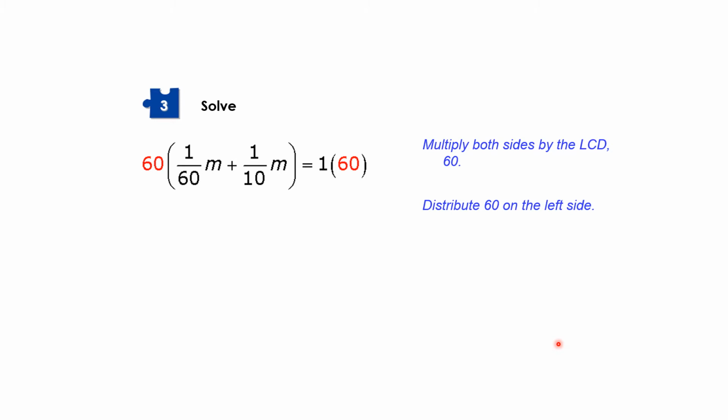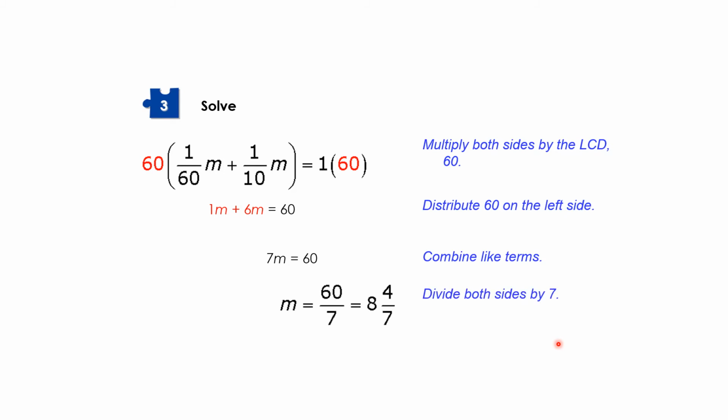Okay, so distribute 60 to the left side. So we have, you can actually have m plus 6m. Parang ganun lang siya, guys. Equals 60. Then combine like terms, 7m equals 60. Then divide both sides by 7. So we have 60/7 or 8 and 4/7 minutes. So in other words, if both machines work together, the 200 copies will be produced in 8 and 4/7 minutes.